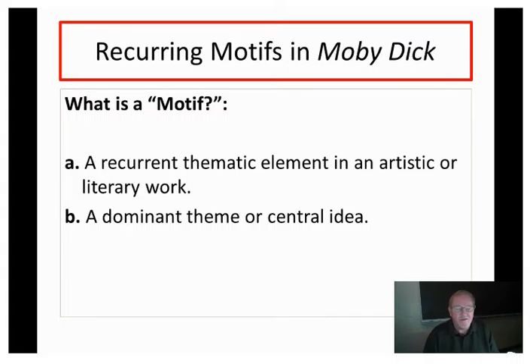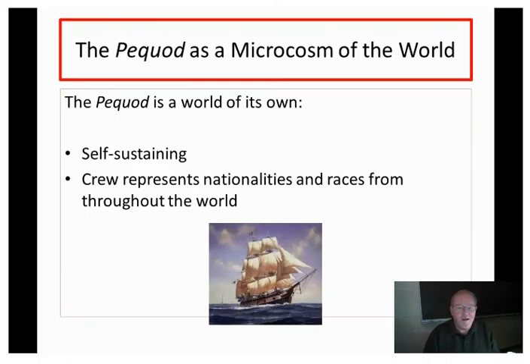A motif is, in many ways, the same thing as a theme. A recurrent thematic element in artistic or literary work, something that you see repeated over and over again. Sometimes it also sets a mood. The second definition is a dominant theme or a central idea. Moby Dick is an extremely complex book, as we know by now, and so there's more than just one theme that runs through the thread of this work, and definitely a lot of ideas that we see recurring over and over throughout it.